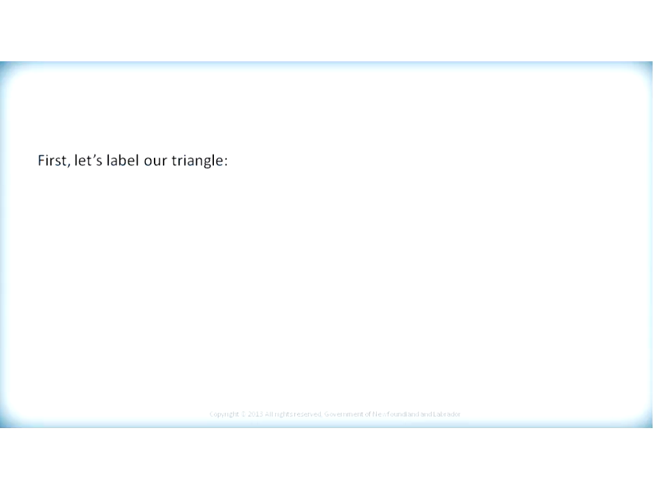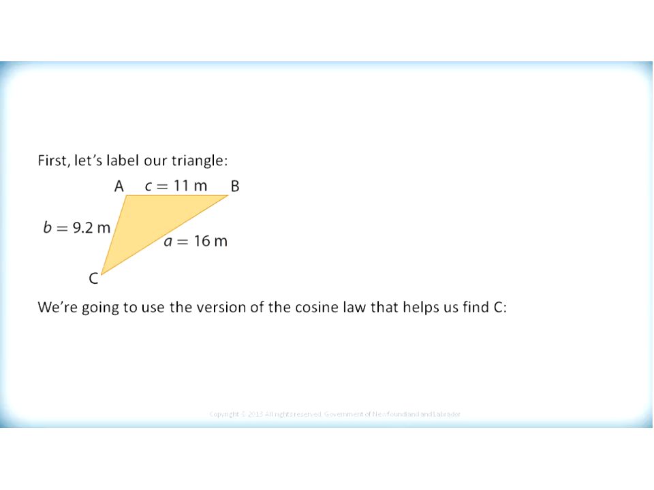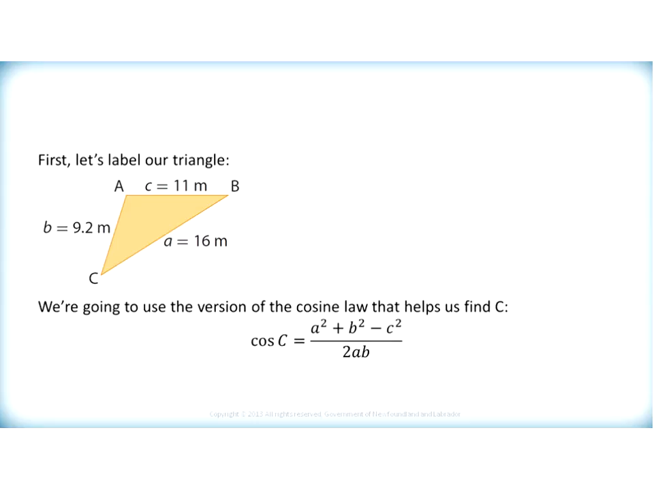So first let's label our triangle. Here we have the triangle. We're going to call it triangle ABC. And we're looking for the measure of the angle opposite the 11-meter side. Well, that one in this case would be angle C, right? Because side c is the 11-meter side. So we're going to use the version of the cosine law that helps us find angle C. That, of course, is this version. Cos C is equal to a squared plus b squared minus c squared, all divided by 2ab.